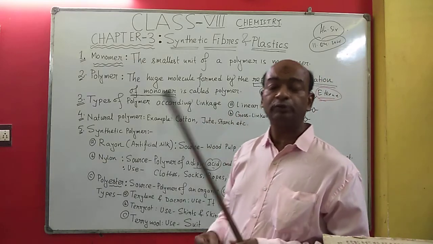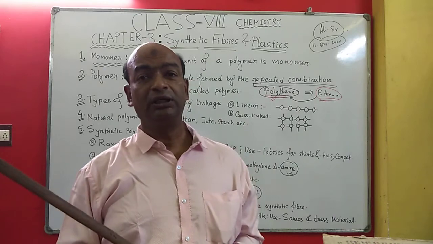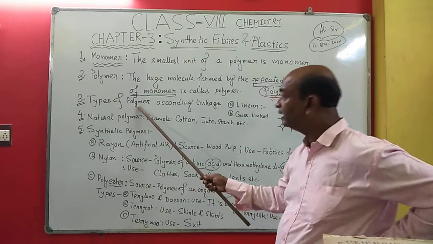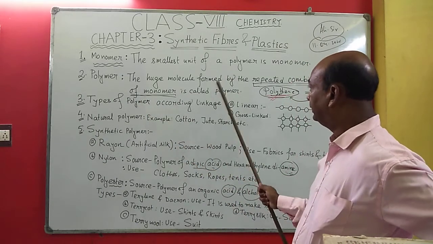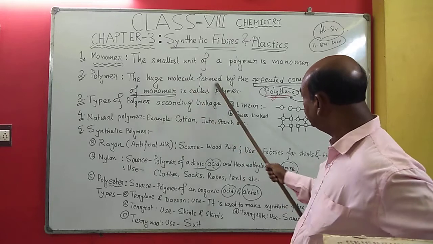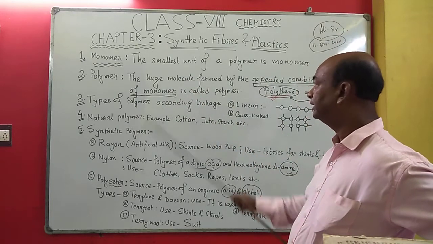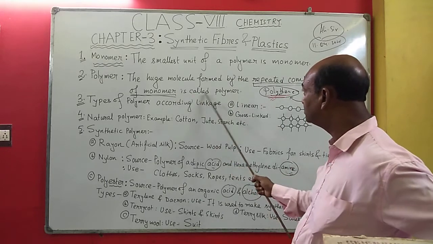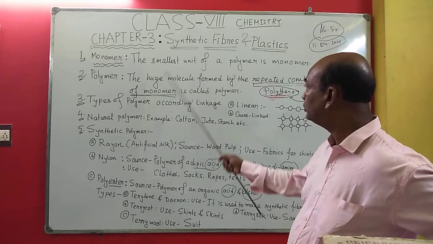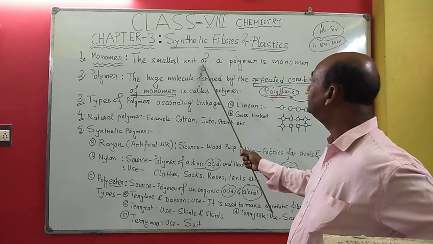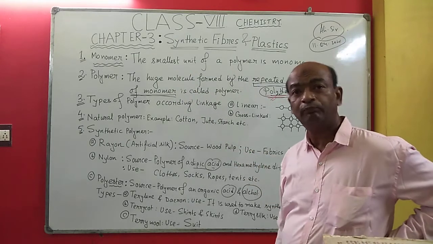Poly means when the same unit is joined together in a repeated way, we get the compound polymer. Polymers are nothing but the repeated combination of monomers. The huge molecules formed by the repeated combination of monomers are called polymers. The smallest unit of a polymer is known as the monomer.